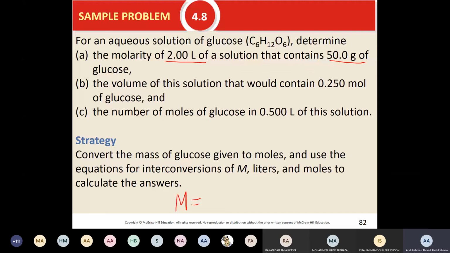I want you to calculate the molarity of 2 liters of solution that contain 50 grams of glucose. Glucose is C6H12O6. So I want you to calculate molarity. Go ahead. Quickly do it in your calculators. We know that carbon is what? 12.01. Hydrogen, 1.008. Oxygen, 16.00. Go ahead, calculate the number of moles.